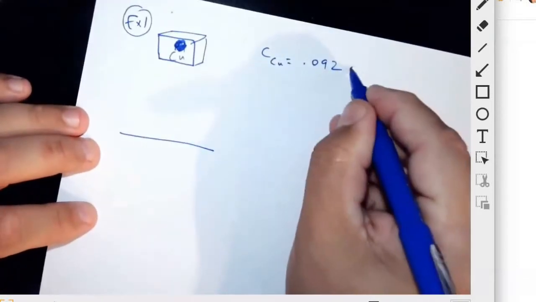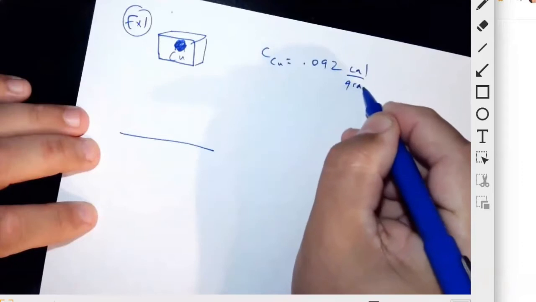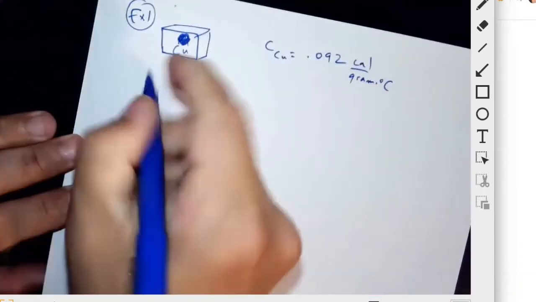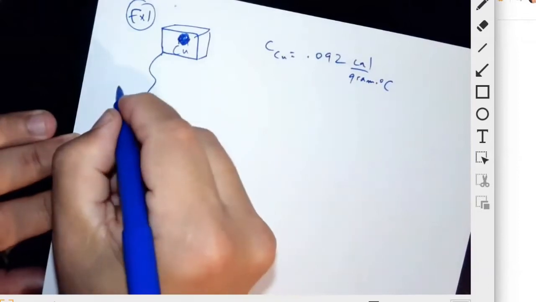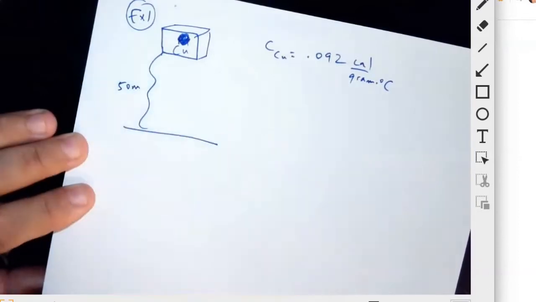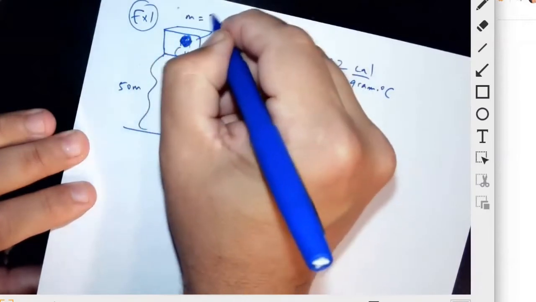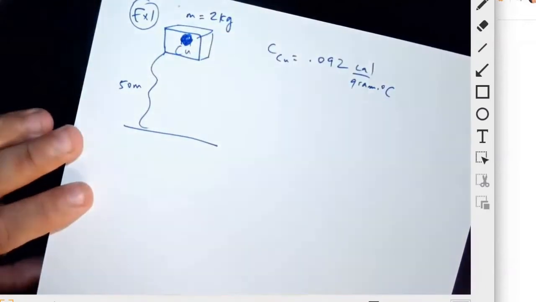2.2 calories per gram Celsius. So now I drop this from 50 meters high, and let's say the mass is 2 kilograms.